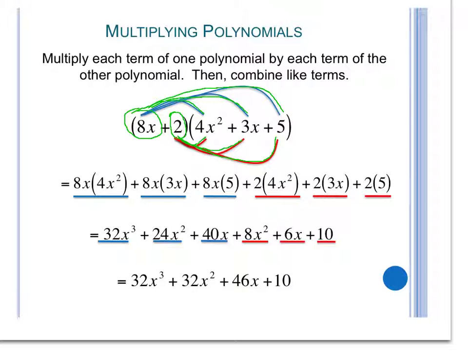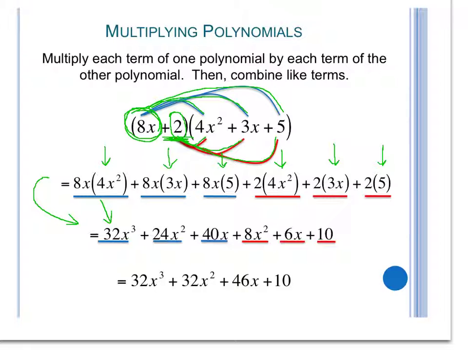So down below, we show that first we start by multiplying that 8x, that first term, by each term to get 8x times 4x squared, 8x times 3x, 8x times 5, and then we move on to the second term in the first polynomial, so 2 times 4x squared, 2 times 3x, and 2 times 5. Now we need to complete those multiplications as you see here. So 8x times 4x squared gives us a 32x cubed, and so on down the row.